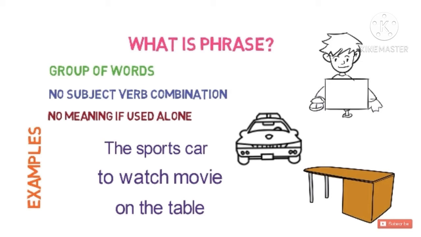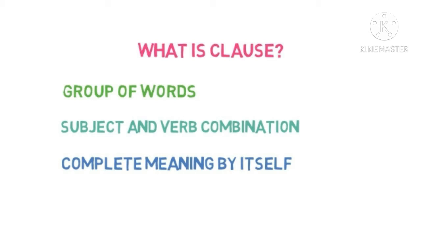It is not giving any meaning. To watch movie, it is also not giving any meaning. On the table is also not giving any meaning. So these are all phrases. What is a clause? Clause is also a group of words, but it has subject and verb combination, and if it is used alone also, it gives complete meaning.